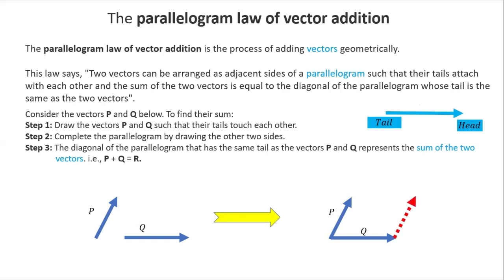Then step 2, complete the parallelogram drawing the other two sides. Here we do. Step 3, the diagonal of the parallelogram that has the same tail as the vectors P and Q represent the sum of the two vectors. So we can see here P plus Q is equal to R.